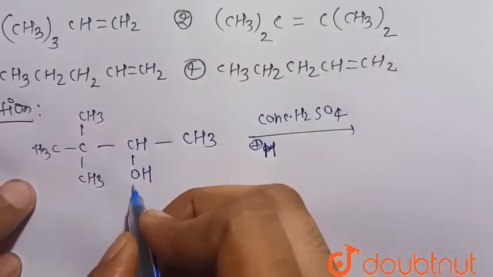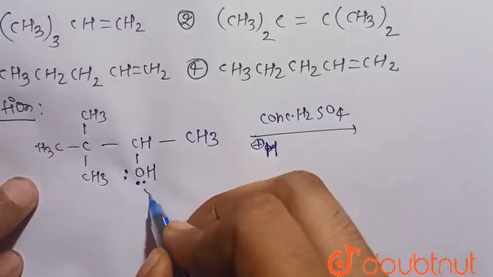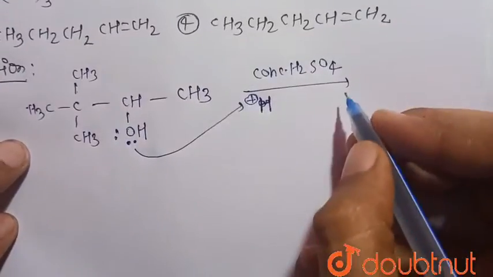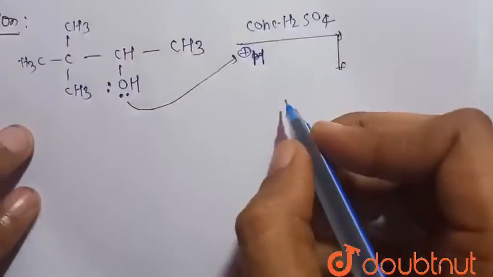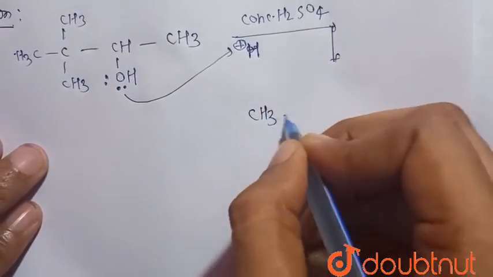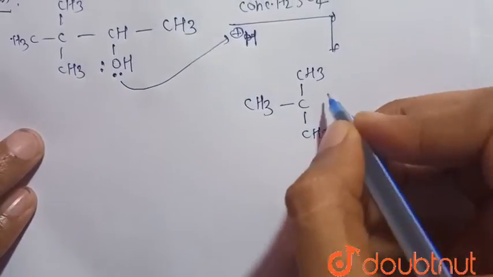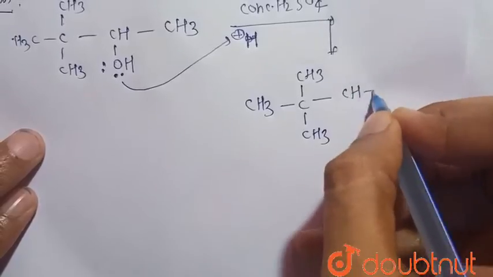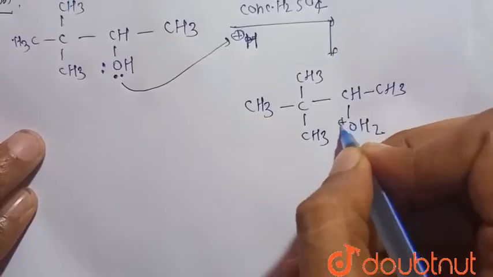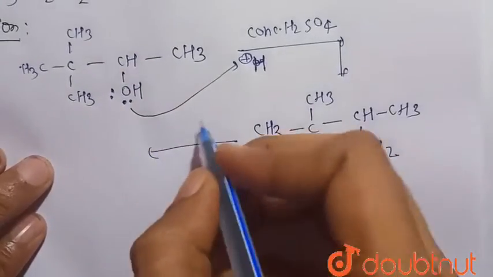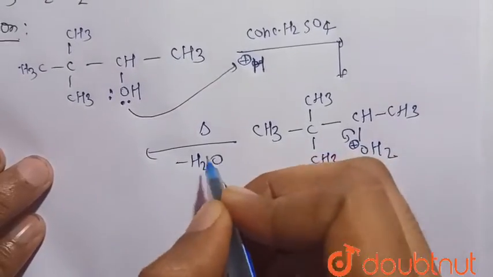So we know that this oxygen has two lone pairs, so it donates to this H plus, and there is a formation of this intermediate, that is (CH3)3C-CH-OH2 positive CH3. So when it is heated, there is a removal of the water molecule.